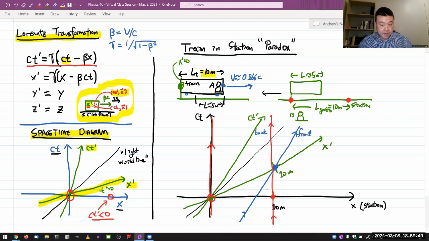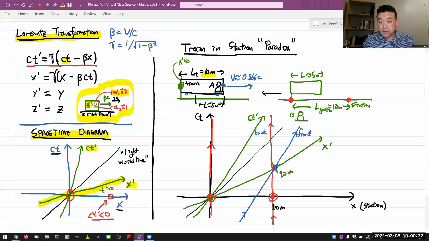So, okay, I think I have illustrated everything. Now that I have drawn everything, I'm in a position to explain this train-station paradox. Let me first describe Bob, the station chief's perspective. So Bob, the station chief, closes the gate at t equals 0.